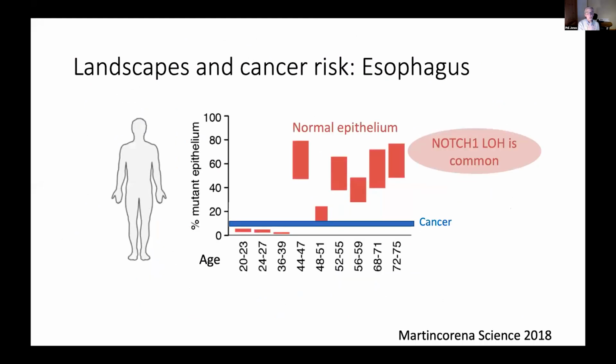I think the esophagus also has a health warning in this regard. So look at Notch1 mutations in normal esophagus and compare it with cancer. Most people who are middle-aged and over on this call, the majority of your esophagus will have lost both copies of Notch1, one by mutation and one by LOH.